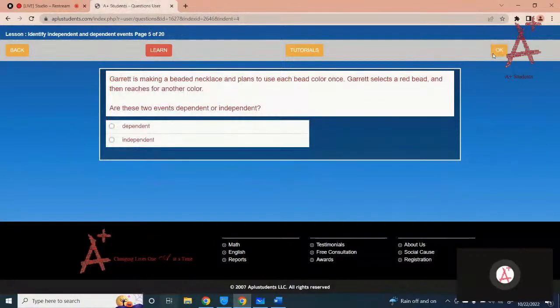Okay, the next one is Garrett is making a beaded necklace and plans to use each bead color once. Garrett selects a red bead and then reaches for another color. Are these events dependent or independent? They are dependent because the one he selected earlier cannot be selected again. Got it? So that means their outcomes are dependent on each other.